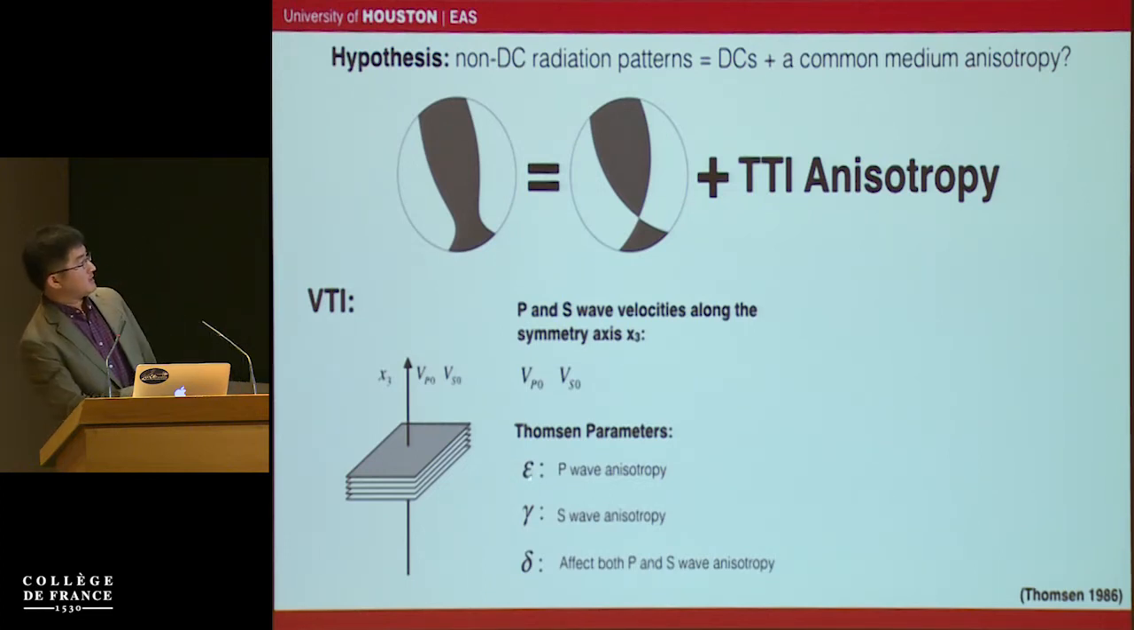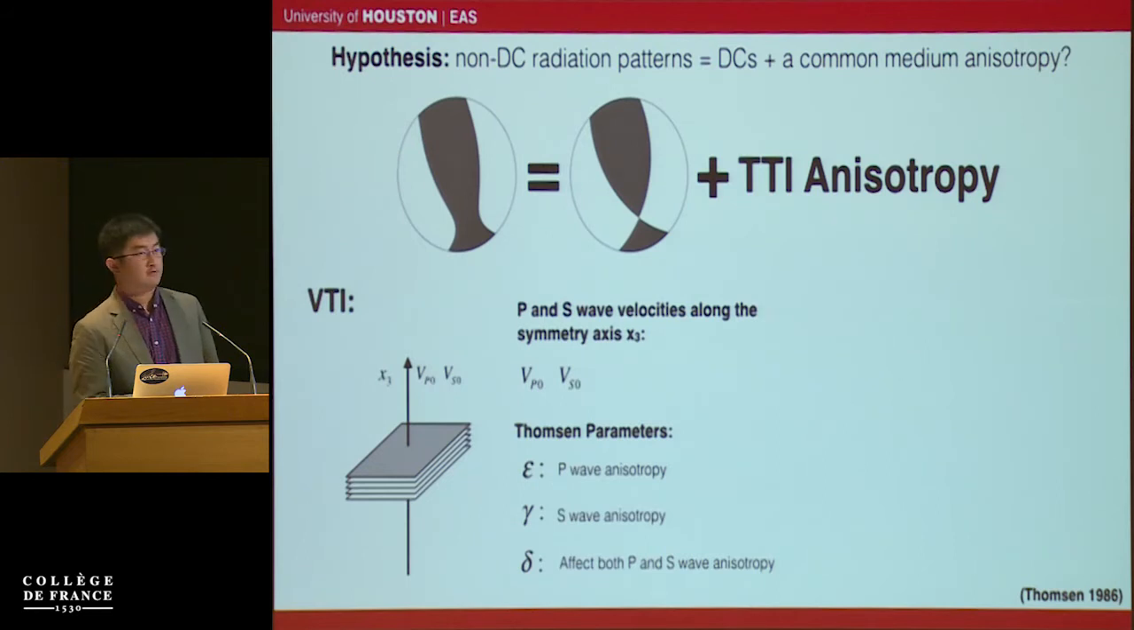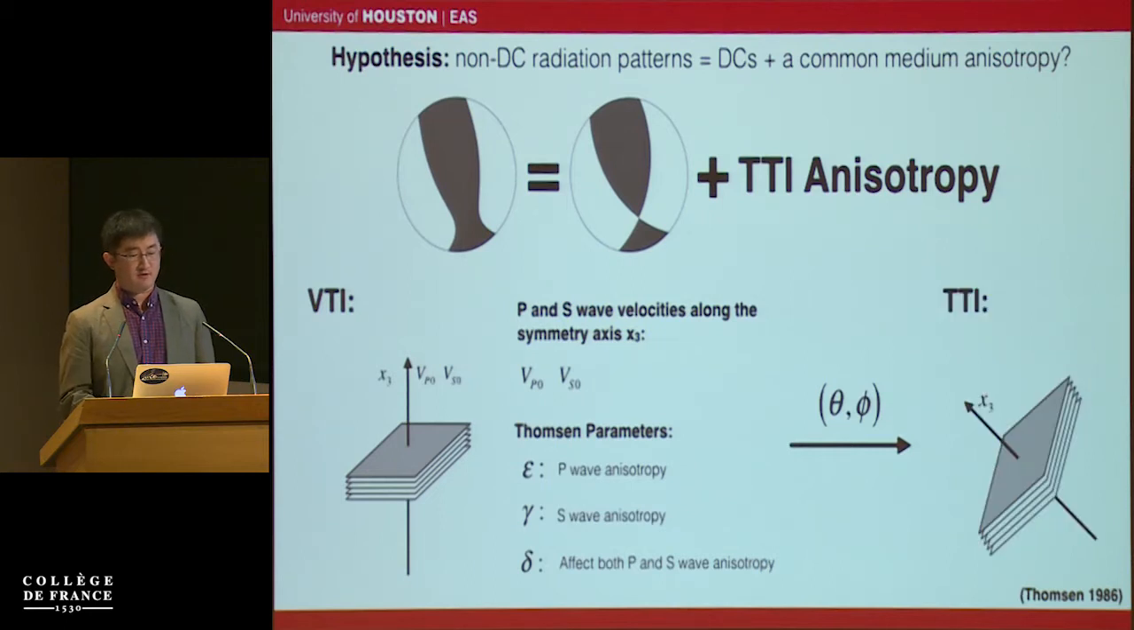So the first one is the epsilon parameter, which is called P wave anisotropy. The second one, gamma, is S wave anisotropy, and the third one is delta. It's a weird combination, which is very useful in industry, but not much in academia. It affects both the P wave and S wave anisotropy. So TTI is just a tilt. You have two angles, theta and phi, and you tilt the VTI, you get a TTI.